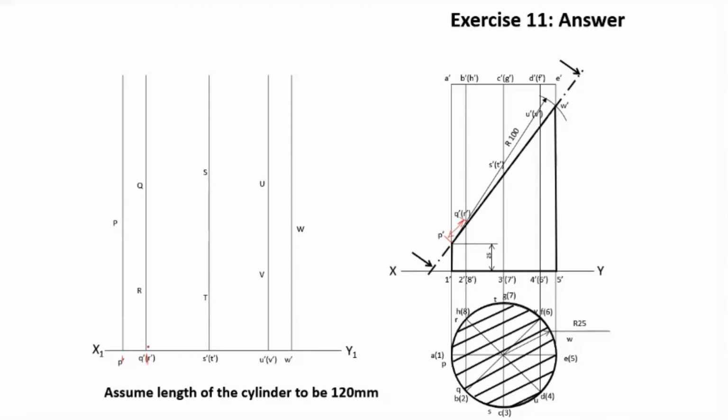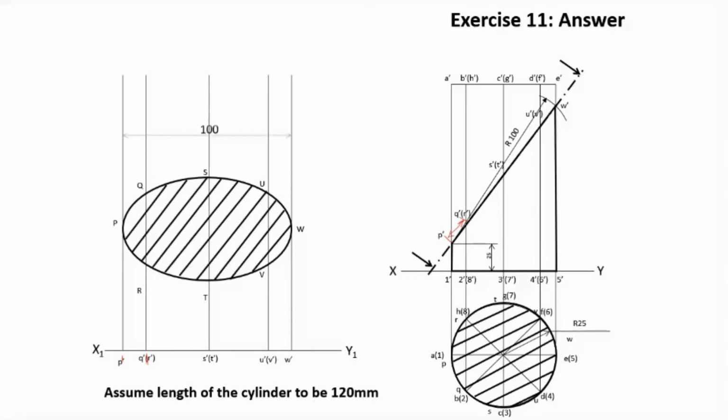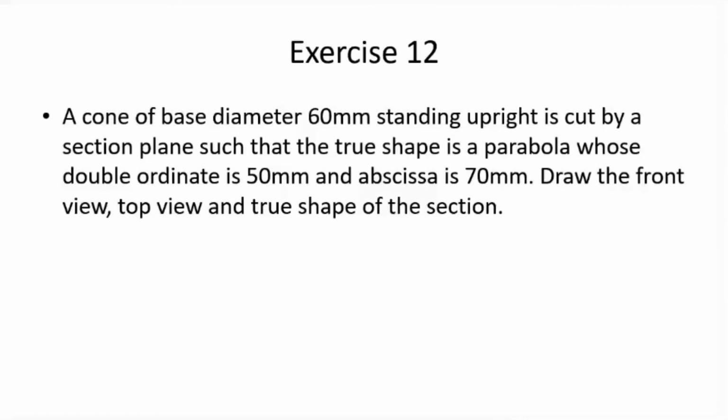Now to get Q, the distance of small letter q from XY line is marked. That distance is marked on the line through Q dash R dash. Likewise, all those points are marked. Then we finally join all the 8 points to get an ellipse, and then the ellipse is hatched. In this case, the major axis of the ellipse will be 100 millimeter and the minor axis will be 50 millimeter. So that's it.